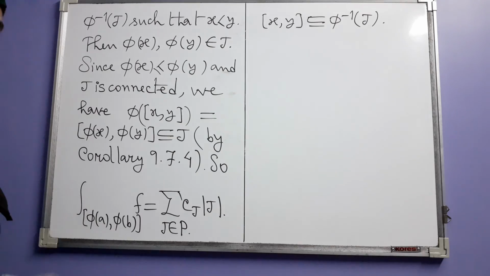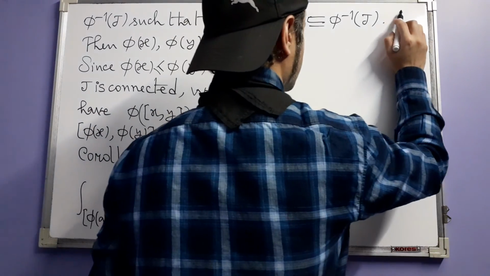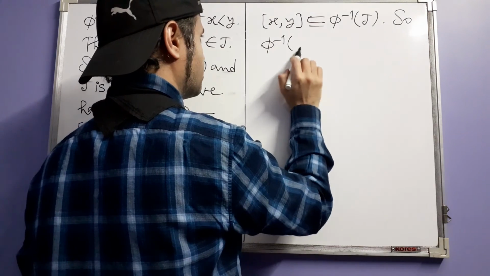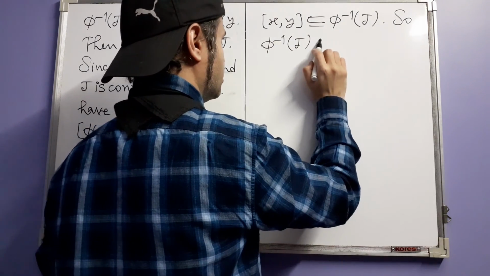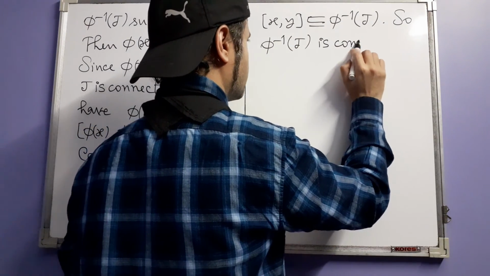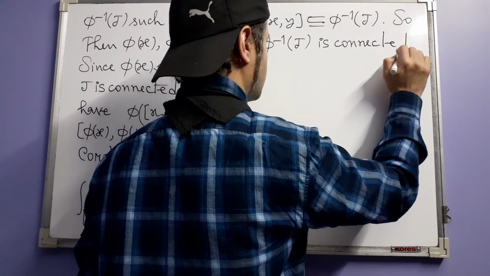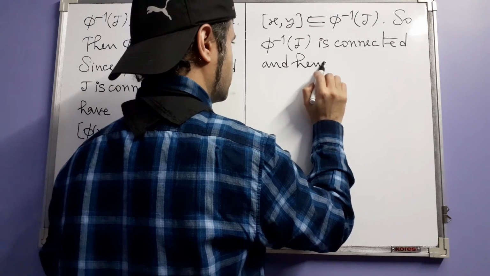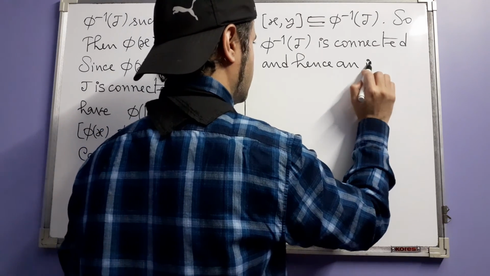So this is what we wanted to show, right? So phi inverse of j is connected and hence an interval.